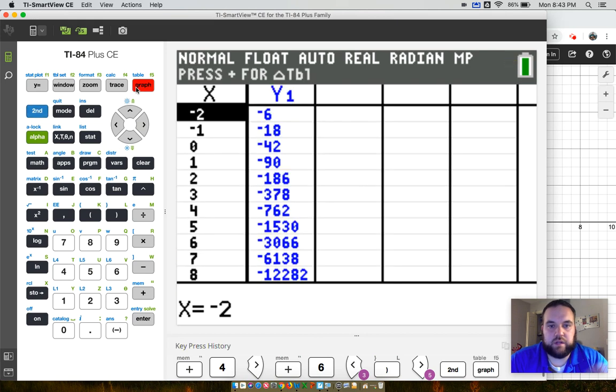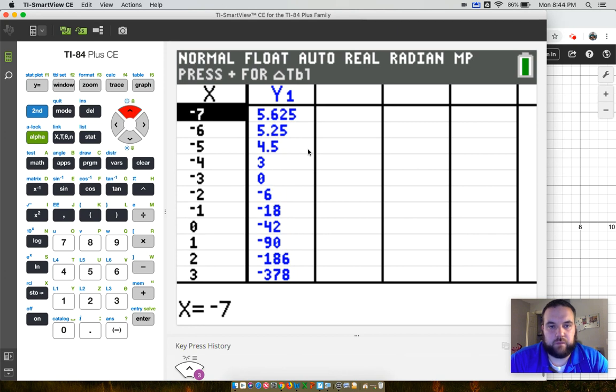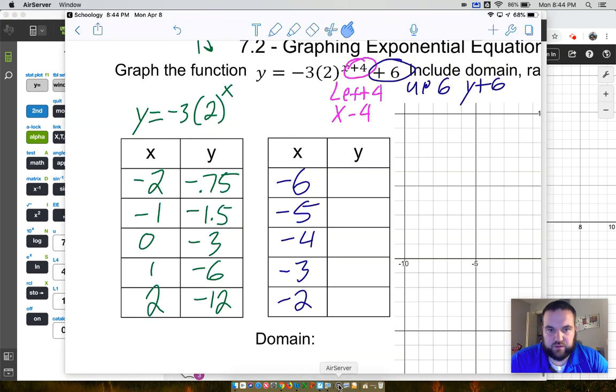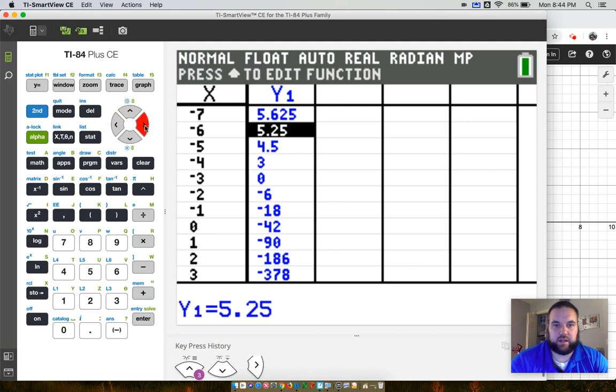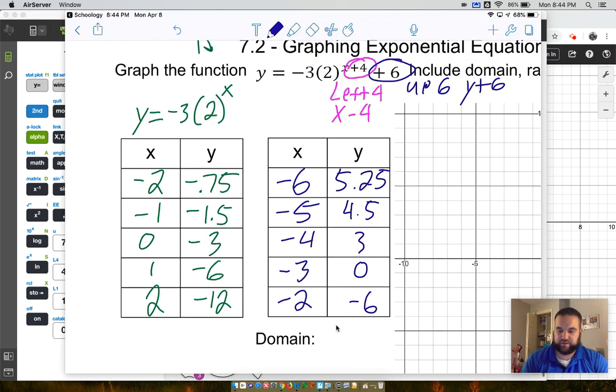Now if I go to the table, I have all these crazy big numbers, and you can choose which values to use here. But because I started with the parent function, I know that I'm going to use x from negative 6 to negative 2. So I'm going to copy those y coordinates down real quick. It's 5.25, and then 4.5, and then 3, 0, and negative 6. Okay, so I'm going to come back here, and now I've got coordinates to graph.